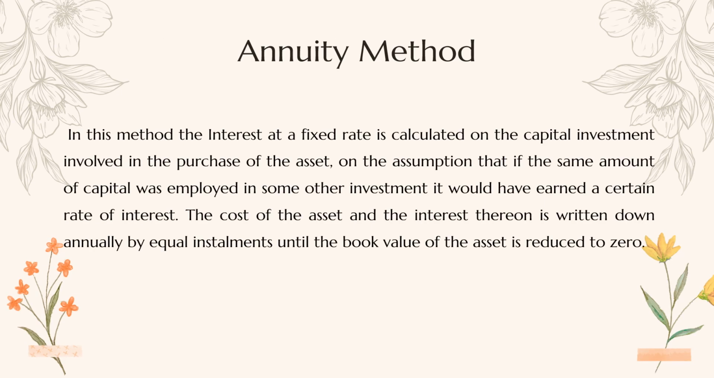Annuity method. In this method, the interest at a fixed rate is calculated on the capital invested. That is the amount invested for that asset. It is done in the view that if that money was invested in some other asset, it would have earned some income. So based on the amount we have invested in that asset, a certain rate of interest is calculated, and that is to be done as depreciation.